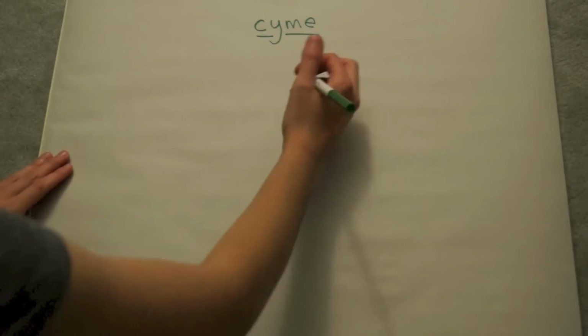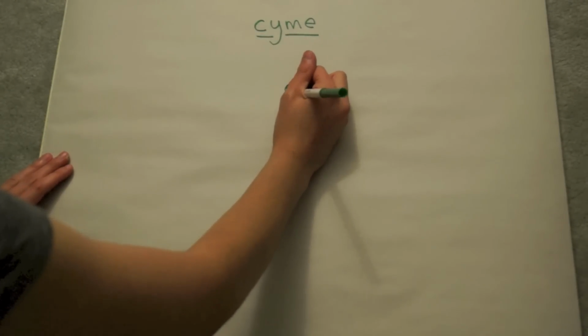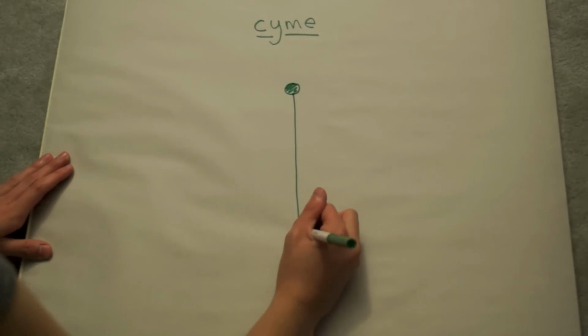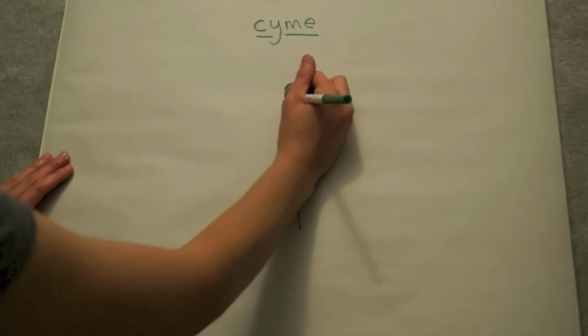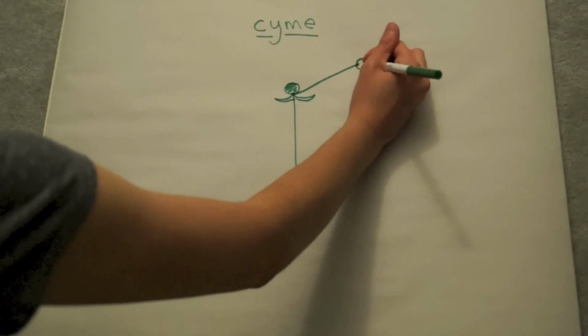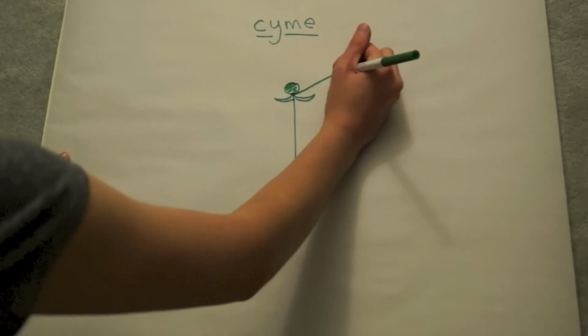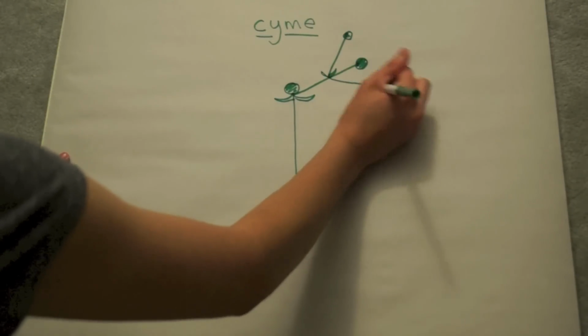This is one option for what a cyme can look like. In the center we have a terminal bud. This represents a flower with the main stem coming down the bottom. Off the side of this flower we have a couple of bracts, the modified leaves, and coming off of this we have more lateral flowers with more lateral flowers and more bracts.